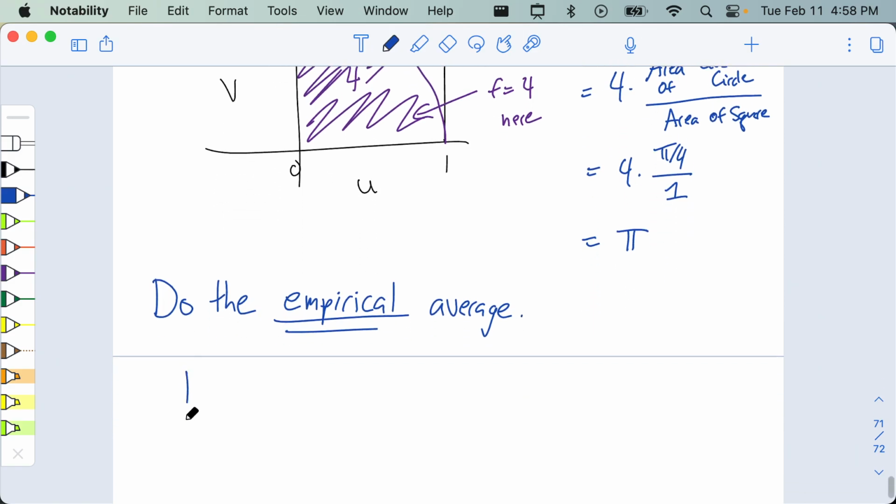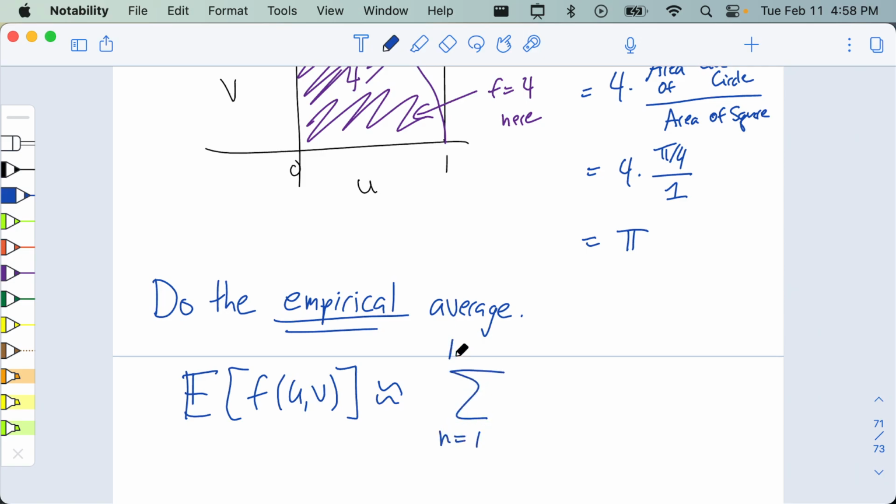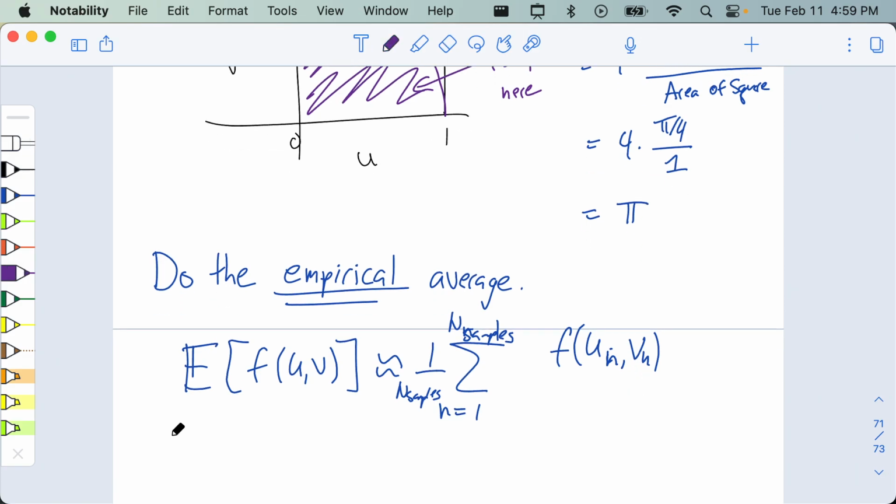And so that says that the expected value of f of u, v is approximately just what you get by doing some number of samples. So we'll go to n samples, and we will just add up a bunch of independent copies of f of u_n, v_n, and then at the end I'll average them. So I'll do 1 over n samples. So that's called the empirical mean, and we know from statistics class that the empirical mean should get closer and closer to the true average, which is pi. So this is a Monte Carlo algorithm for estimating pi. That's what we're doing here. Monte Carlo estimate for pi.